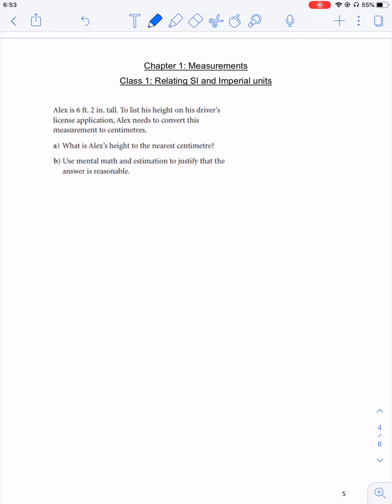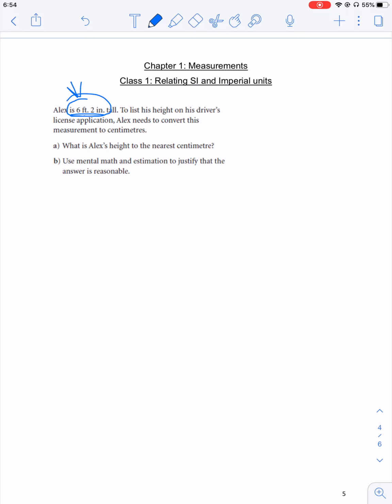So, Alex is 6 feet 2 inches tall. To list his height on his driver's license application, Alex needs to convert this measurement into centimeters. Okay. So, whenever you have a question like this, guys, you always have to focus on what unit is bigger. So is the feet bigger or is the inches bigger? Feet is bigger, right? Remember, 1 foot is your Subway sandwich, right? And there are actually 12 inches in 1 foot.